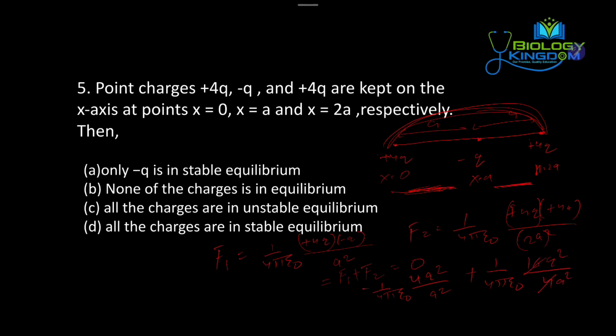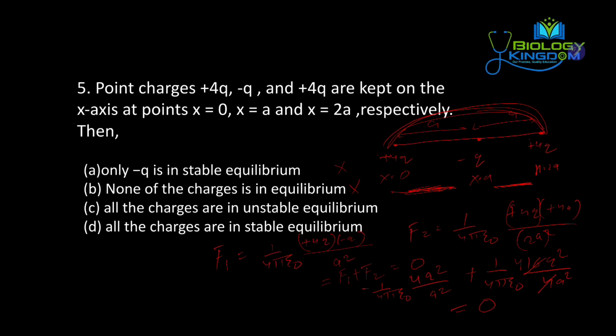So if we cancel this out, it will become 4q square. As you can see, these two are almost similar, so the answer will become 0 here. If the answer is 0, that means all three are in equilibrium. So the first and second options got cancelled out, and now we are only left with C and D. These are in equilibrium, but we don't know whether they are in stable or unstable equilibrium.